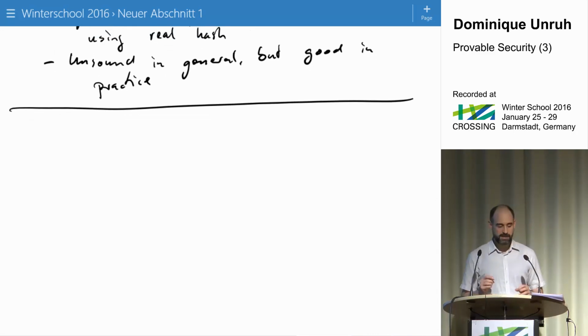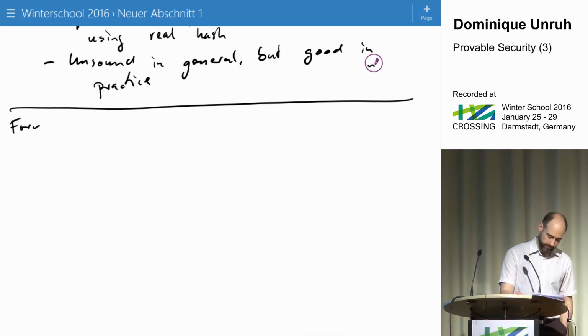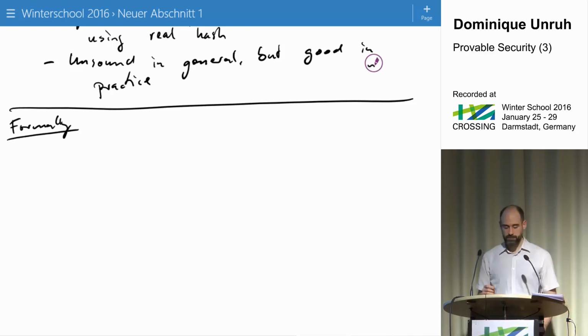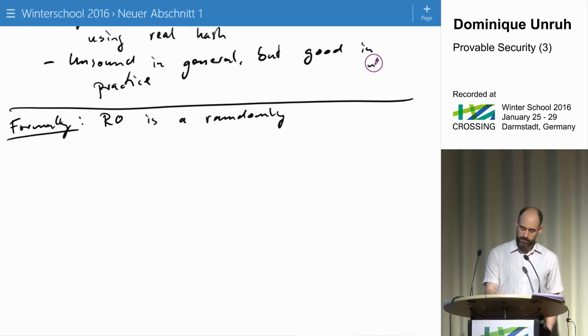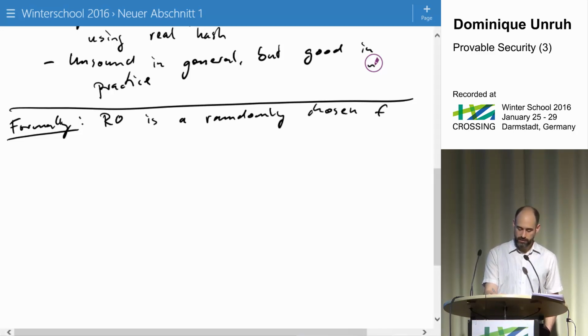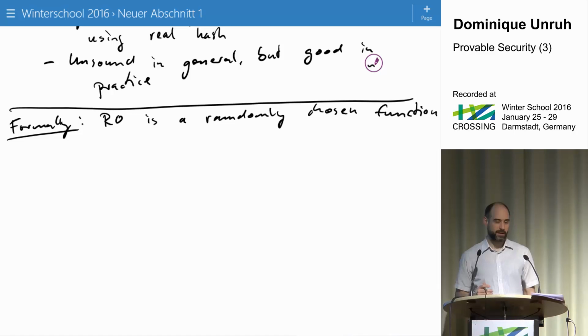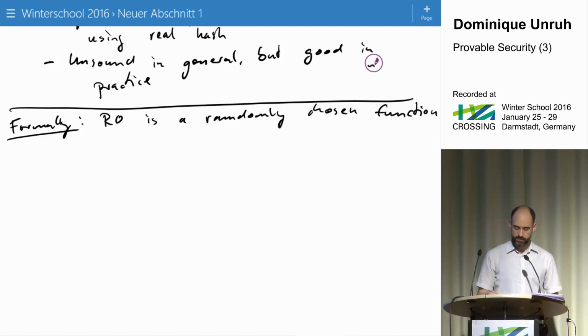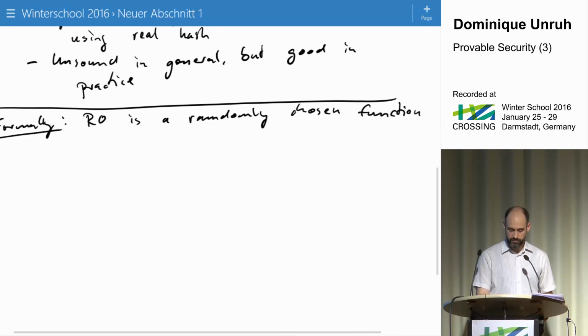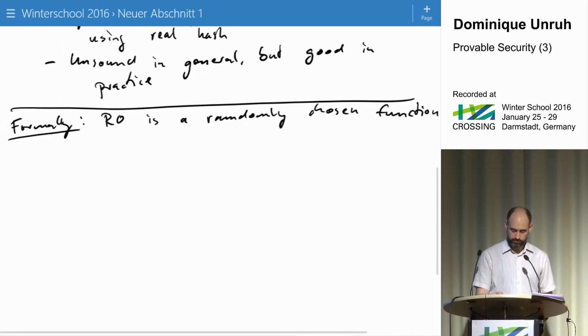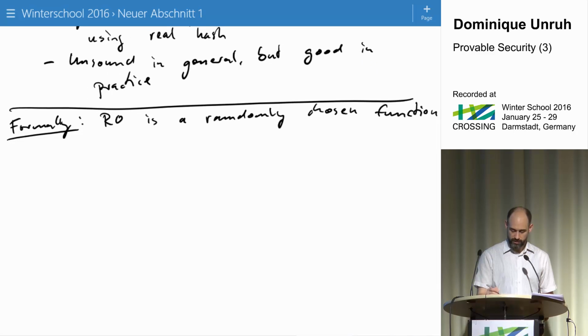So first, let me say somewhat more formally what the random oracle model is. Formally is perhaps a bit of a joke, because it will be very formal, but a bit more. So the random oracle is a randomly chosen function. By randomly chosen, I always mean uniformly randomly chosen from the set of all functions. A uniformly randomly chosen function h. Let's do an experiment.